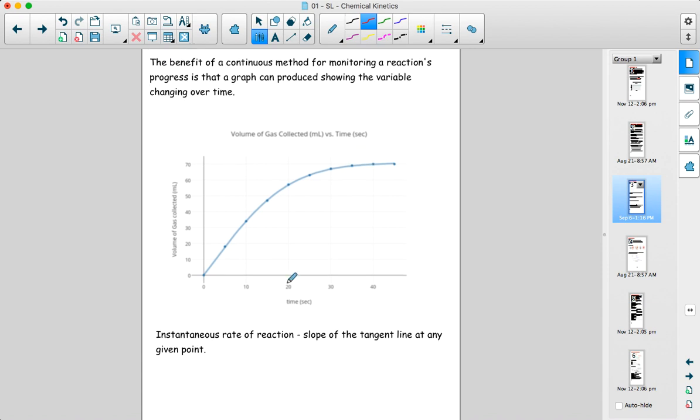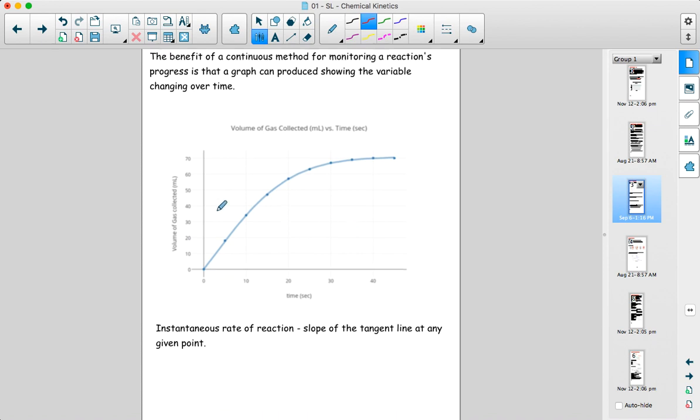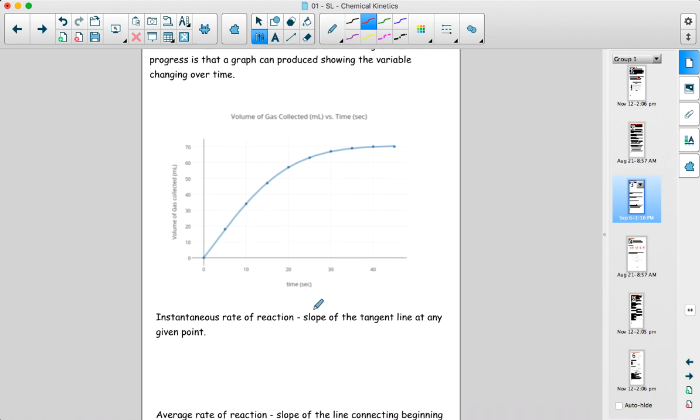ones where you could use a conductivity meter to measure the rate of that reaction. So if you monitor something in a continuous way, and in this example, we're measuring the volume of gas collected over time, this is an example of the type of graph that you might get. Now, why that's helpful is that if we're looking at the volume being produced over time, then the rate of change of that graph is going to represent the rate of the reaction.